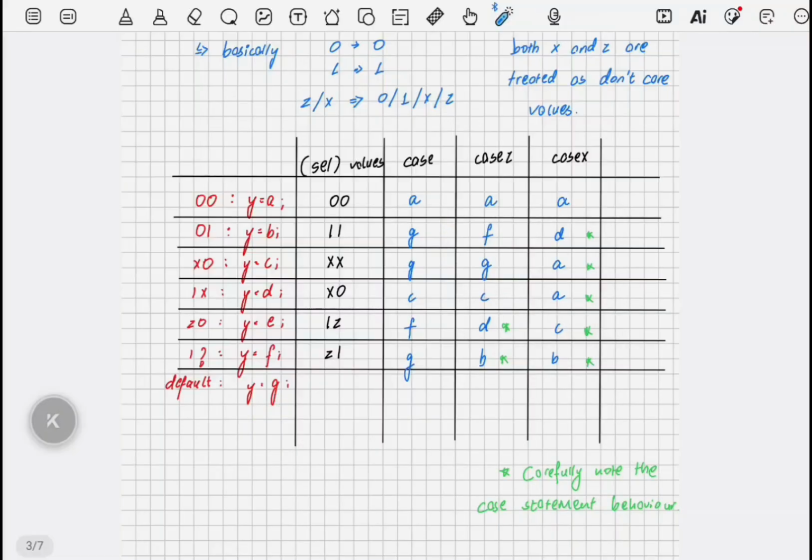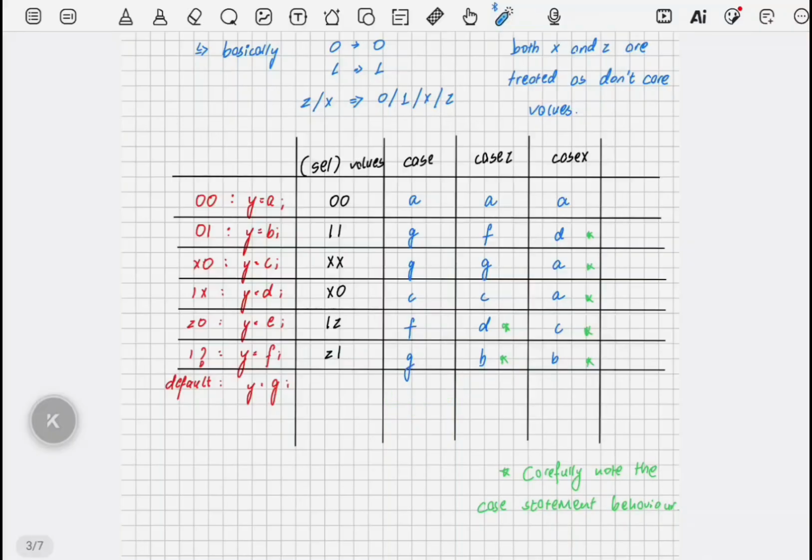Similarly, next xx. What did I say? X will be mapped to x in case statement. Do you have a xx out here? No, correct? So it will go to the default statement and z will be the output. Similarly, x0. X will be mapped to x, 0 will be mapped to 0. Do you have a x0 here? Yes. Correct. So the answer will be C. Then similarly, 1z. Do you have a 1z here? You have it, right? So it will be mapped to F. And is there a z1? No, right? So it will go to the default statement and G will be evaluated. So I hope you are clear with the case statement.